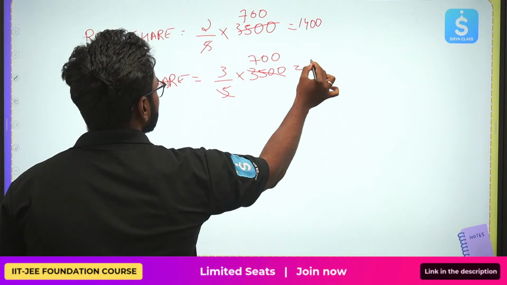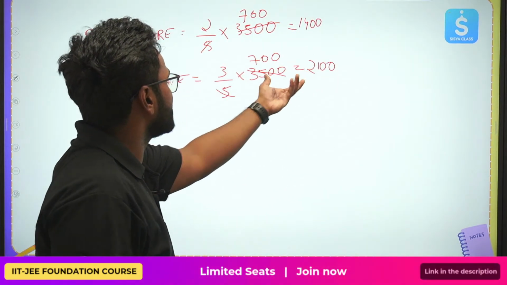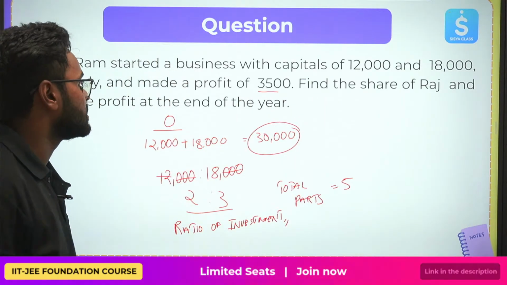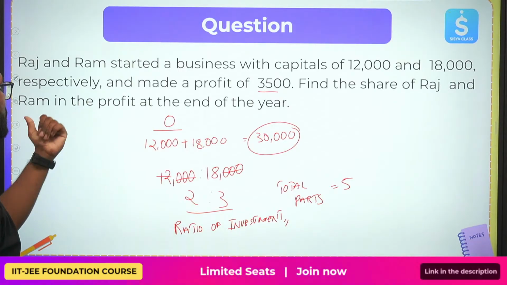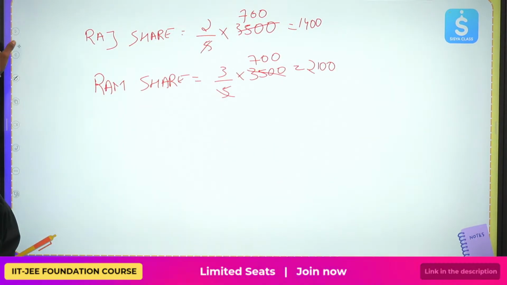So he'd be getting 2,100 rupees. If I add these two, I'd be getting 3,500, which is the total profit. This is the share of Raj and Ram in profit at the end of the year, right? That's it. Hope you understood this.